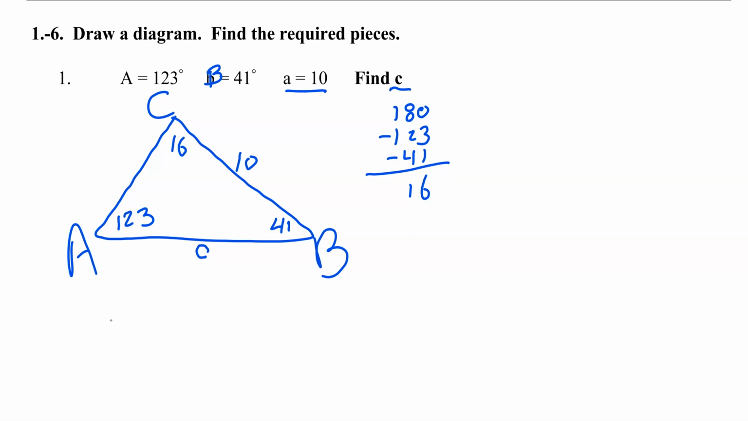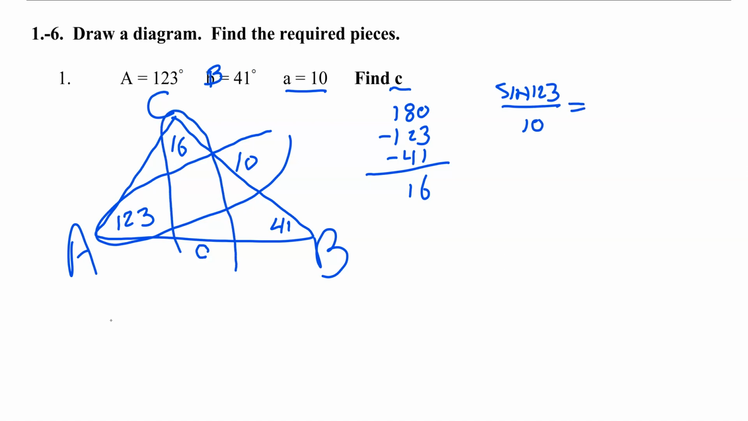Now we're going to do law of sines. And whenever you do law of sines, you want to make sure you've got a winning pair. In other words, you want to make sure you've got an angle and a side opposite of it. You know both of those. If you have that, we can do law of sines. So I'm going to write this out. The sine of 123 over 10 equals, now we're trying to find this, right? Trying to find what side C is. So I'm going to say the sine of 16 degrees over C.